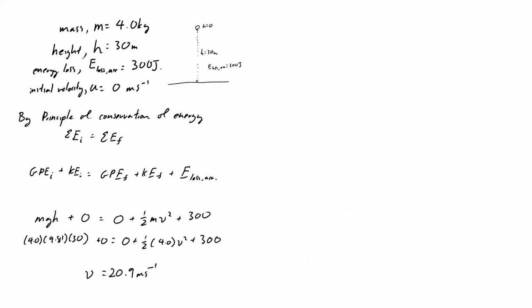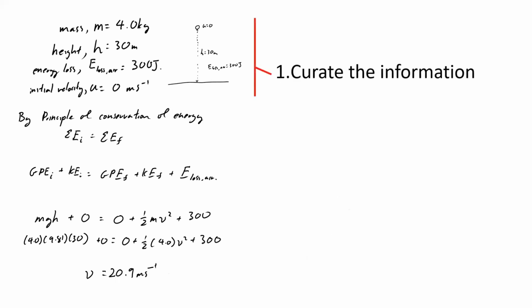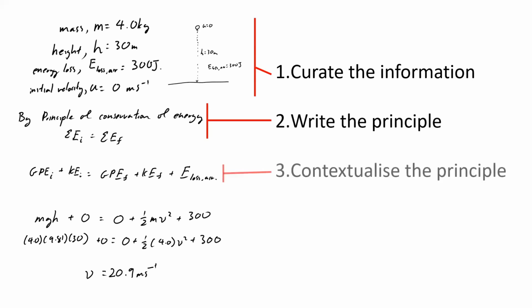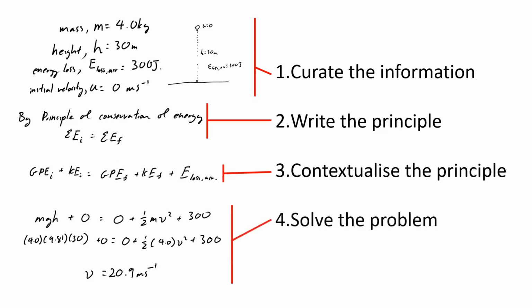Let's break down what the student has written into the 4 steps. So once again, the first step is to curate the information. The second step is to write the principle in its raw form. The third step is to contextualize the principle, where the principle is being rewritten in the context of the problem and looking at, in this case, the relevant energies. And then finally, to solve the problem, and at this point, actually, I would say that it's just automatic application and substitution of values and using mathematics. I always like to say that actually at step 3, if done correctly, the problem is already solved.